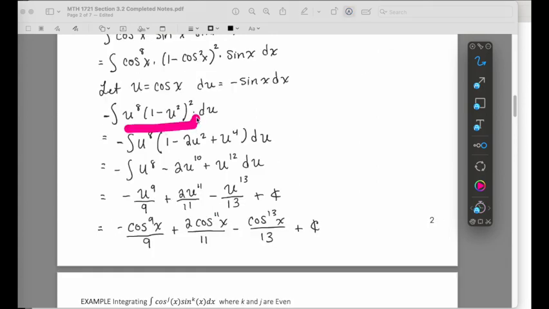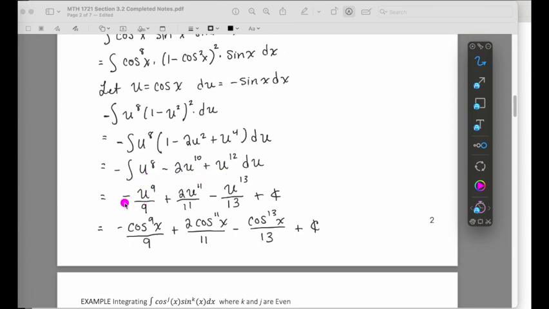Now I can just use some algebra to expand this. I'll let you guys do that on your own. I know you know how to do that. You square this, and then you multiply it by u to the 8th, and what you're going to get is u to the 8th minus 2u to the 10th plus u to the 12th. I still have to remember to bring that negative down in front. And now this makes it much easier to integrate.